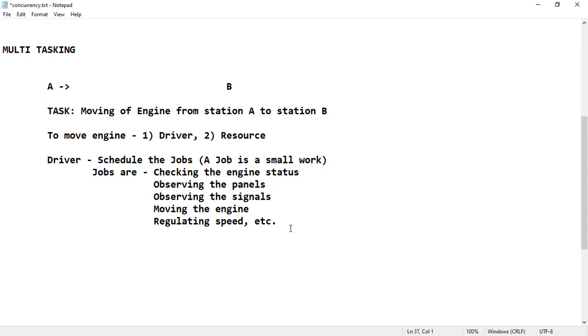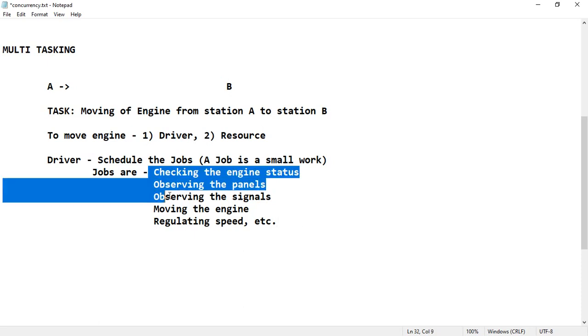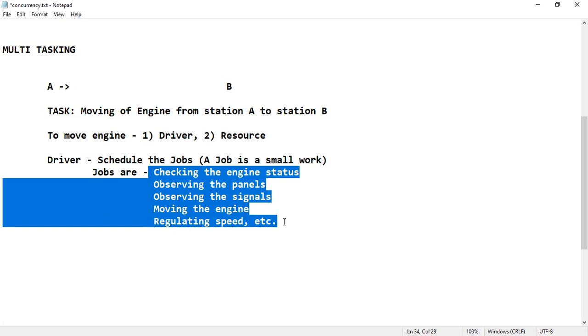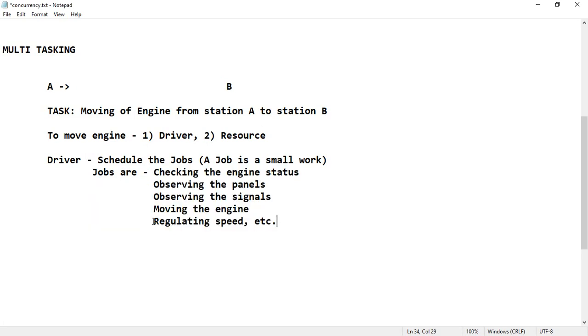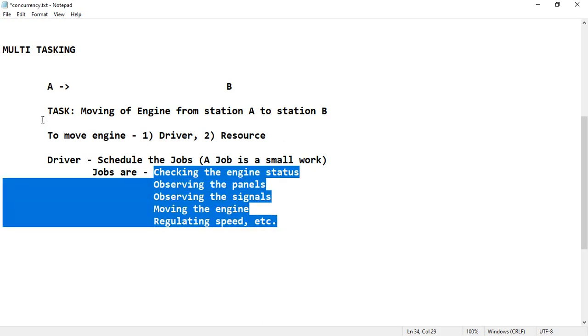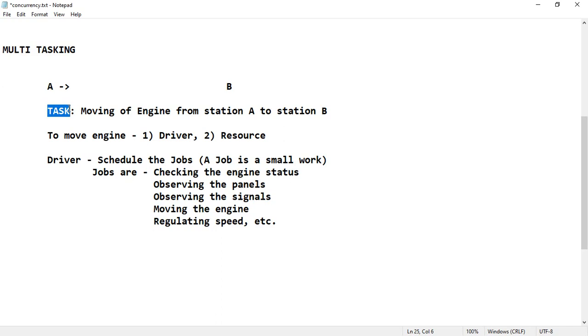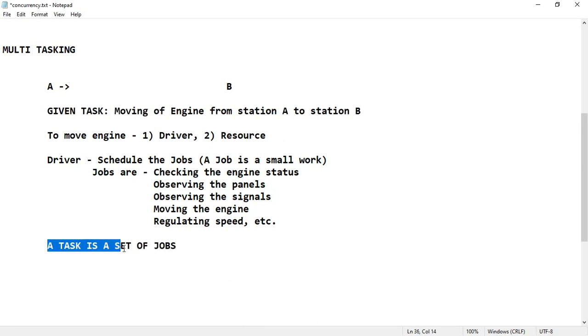So this is a general example. I hope by this time you are clear that in order to perform a task, we need to do some set of jobs. These jobs may be done in any way. However, in these jobs we may have some priority oriented jobs, some less priority oriented jobs, or some that are to be done immediately. But in whatever way it is, these jobs must be performed to complete the given task. For that reason we can say a task is a set of jobs.